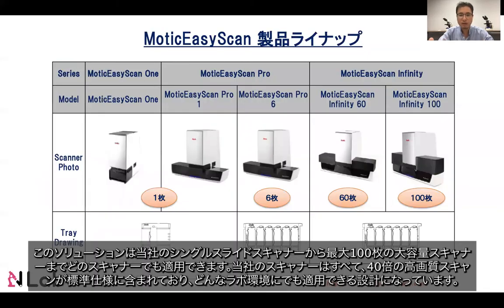And so this is something where you could apply that on any level with a Motic scanner, anywhere from our single slide scanner up to our 6-slide scanner, all the way to our 60 and 100 slide higher volume scans. Every one of our scanners outputs 40x scans in high quality. They're built to be robust and to be able to handle any sort of lab environment. So we have labs here that use us here in the US, and also in Africa where it's humid, it might be a little bit dusty. We pride ourselves on our scanners being rugged and being able to handle anything you can really throw at it in the lab environment.